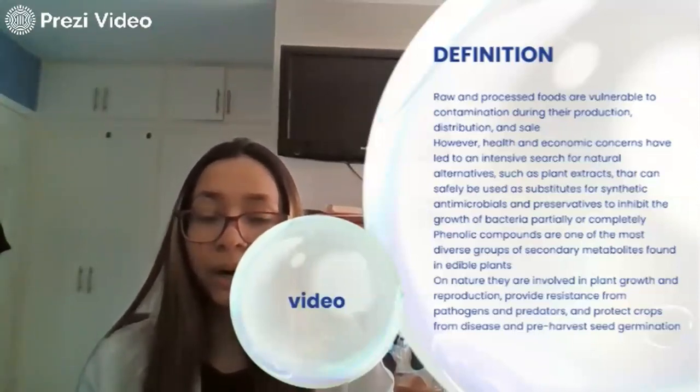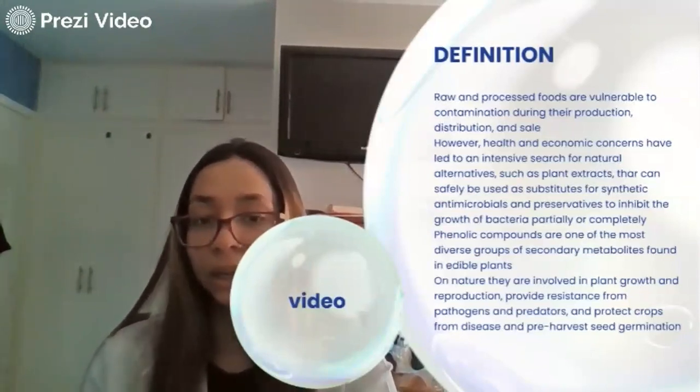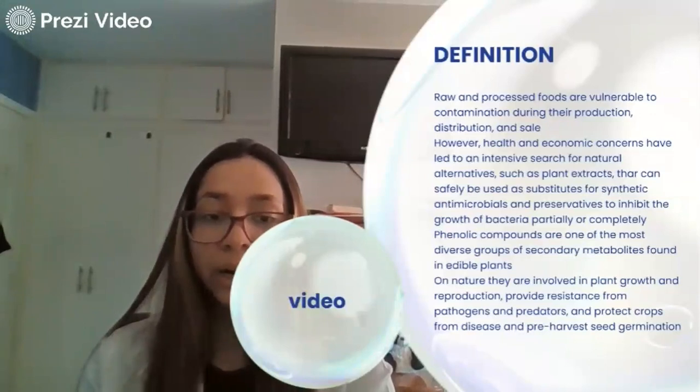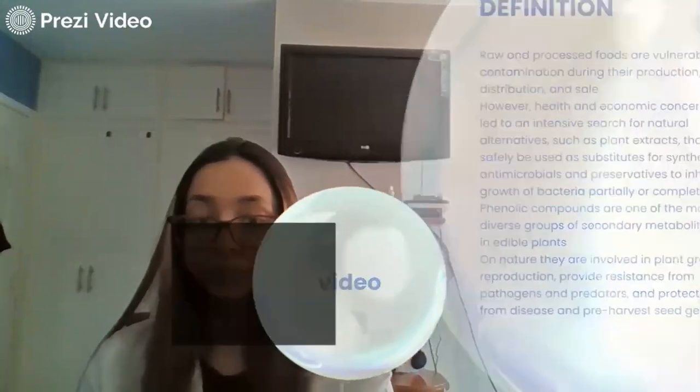Phenolic compounds are one of the most diverse groups of secondary metabolites found in edible plants. In nature, they are involved in plant growth and reproduction, provide resistance from pathogens and predators, and protect crops from disease and pre-harvest germination. We have a video.